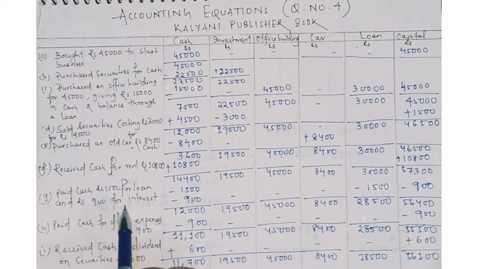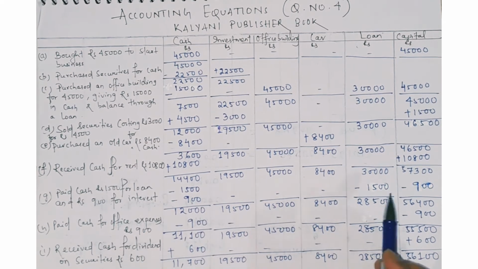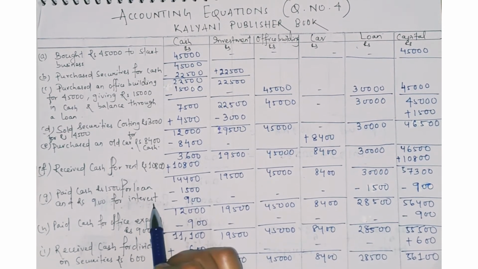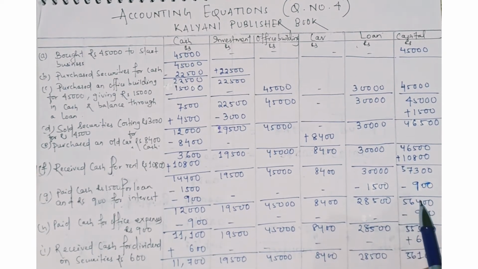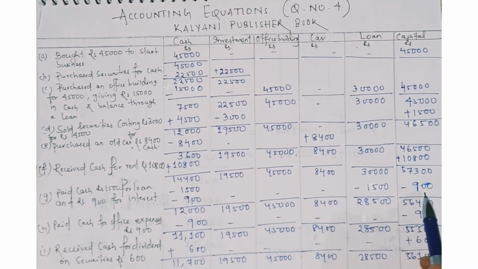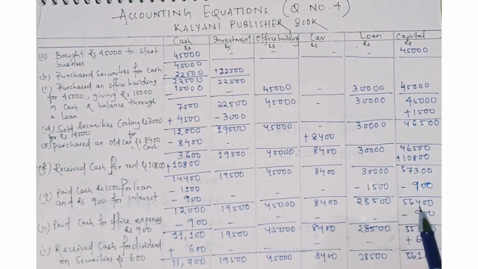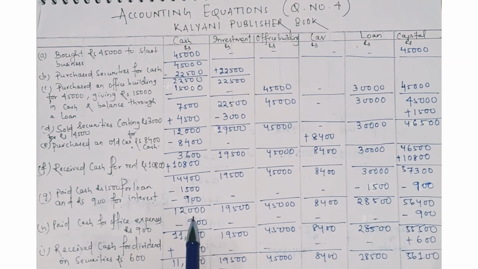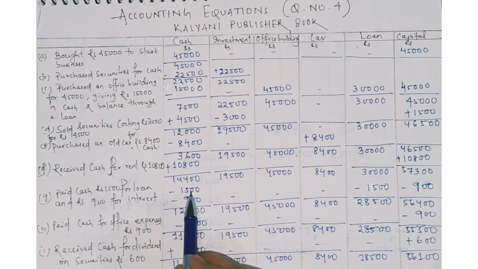So here interest payment will become expense for the business. So it will reduce the cash because interest is paid in cash. So 900 will be deducted from the cash column, and interest being an expense will also reduce the capital. So 900 will be deducted from the capital also. So capital becomes 56,400 and cash becomes 12,000 after deduction of 1,500 plus 900, that is 2,400.